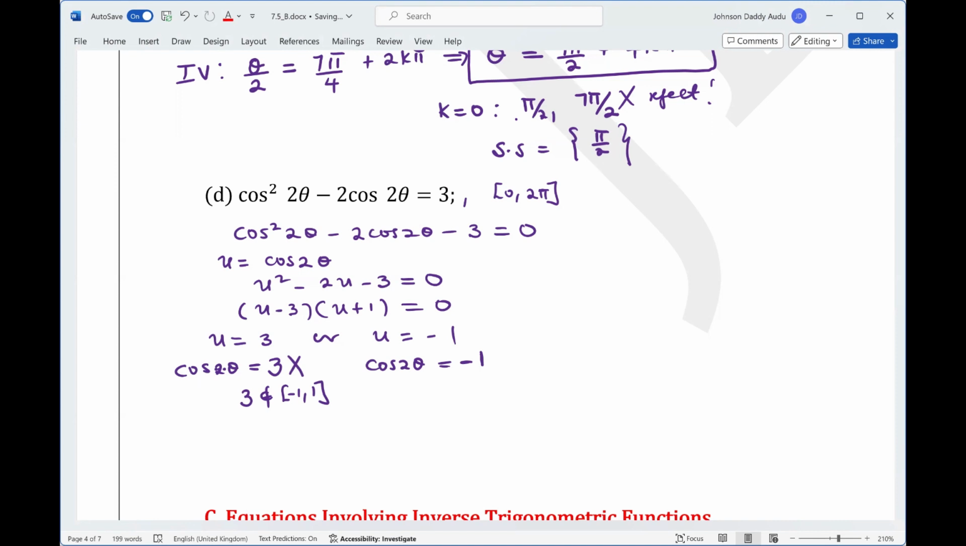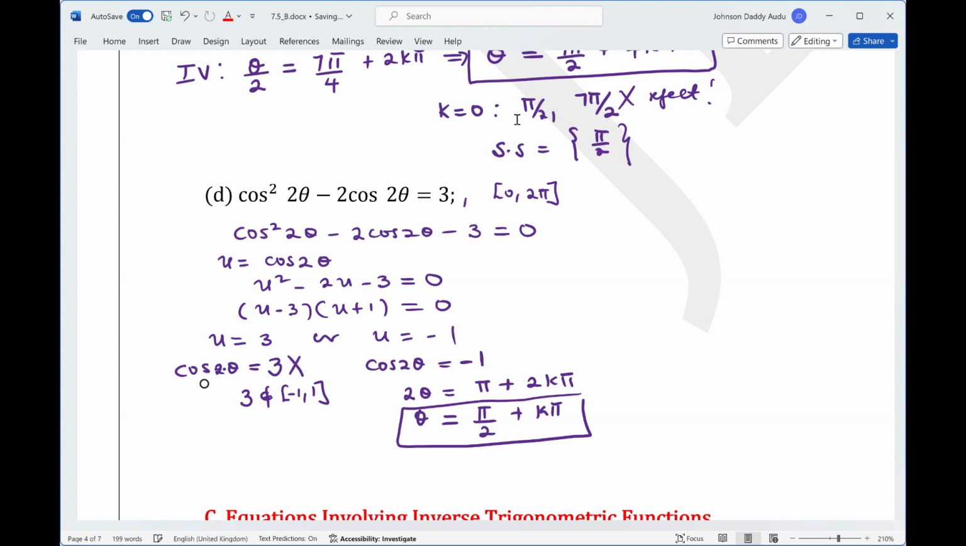So it means that your 2 theta is going to be 180 plus 2k pi. Remember, if you have cosine theta equals minus 1, we will say that theta is pi, which is the first one, plus 2k pi. But now you don't have theta. What we have is 2 theta. So that is why we have to write that 2 theta equals pi plus 2k pi. So from here now we can solve for theta, which is just going to be pi over 2 plus k pi.